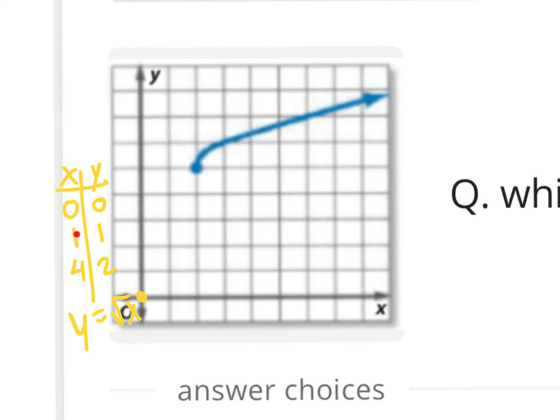0, 0. We need 1, 1. 1, 1 is right here. And 4, 2. 1, 2, 3, 4, 1, 2, right there. So this is the parent graph. Now, of course, I could have kept going and plugged in the next perfect square number, 9. The square root of 9 is 3, so that'd be 9, 3, right? So it would keep going. But anyway, this graph, as you could see, it looks almost identical to this one because this one does go, let's say, 1 up, 1 over. Same thing, 1 up, 1 over. So this is the same exact A value.